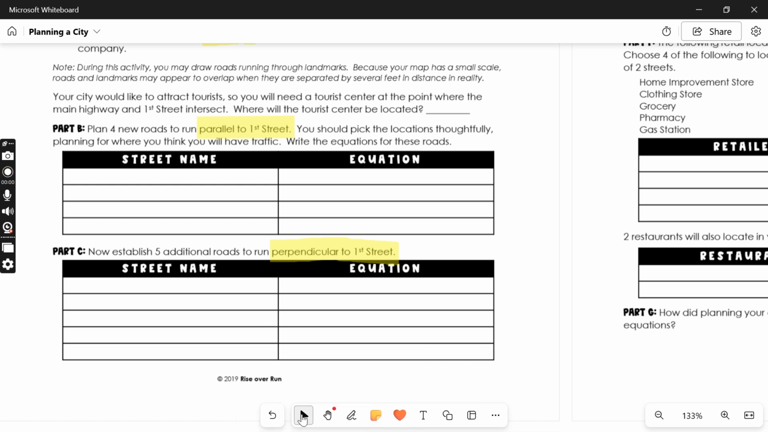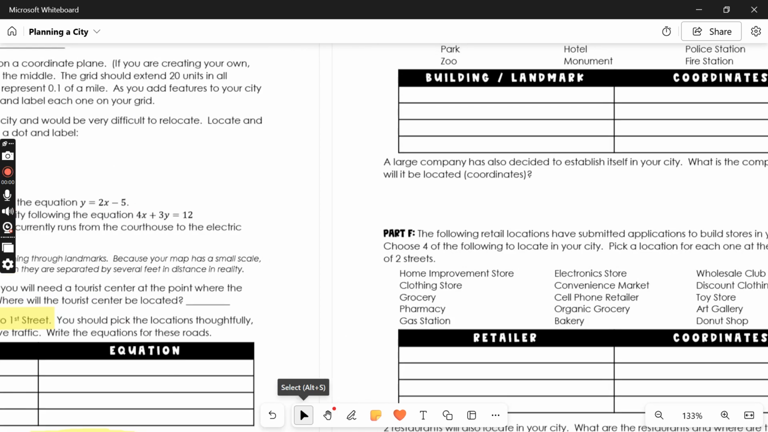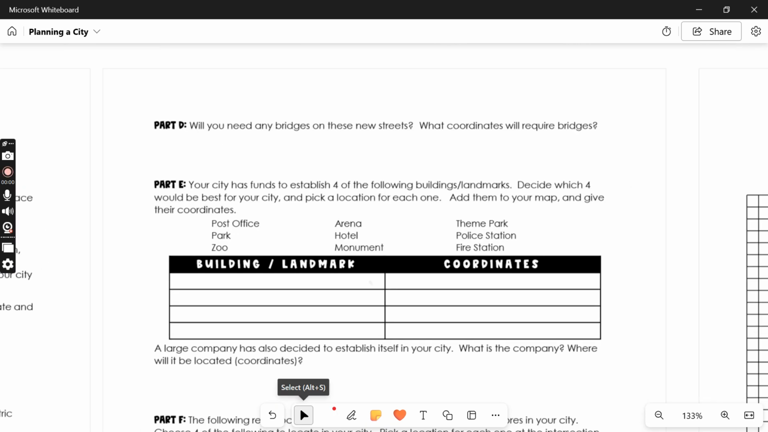Just let me know. And then part D, you need to pay attention to any bridges that you might need. So if your road is going over a river, you're probably going to need a bridge, so pay attention to that.